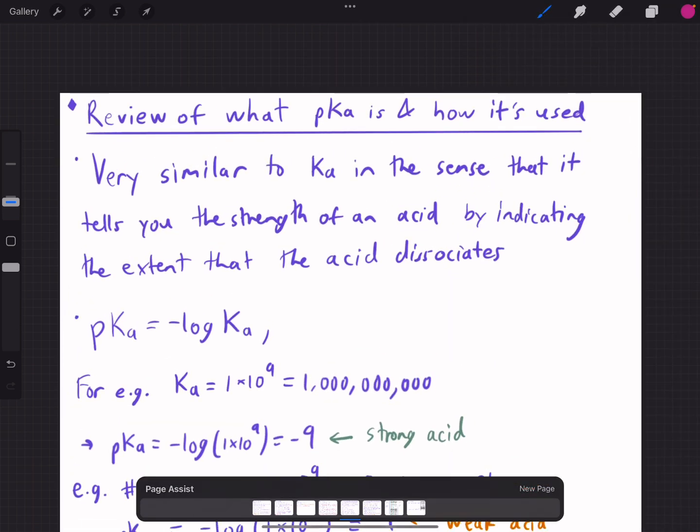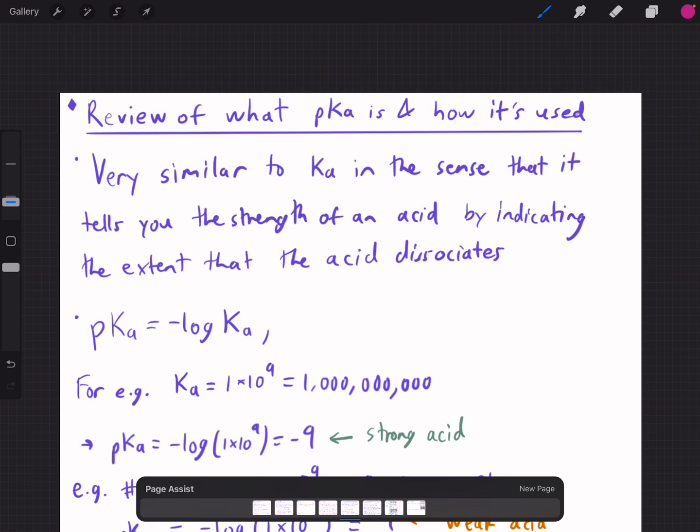So now let's get into pKa. This is a lot more useful. You're going to be seeing this a lot more frequently than Ka, but it's still important to know Ka because it could pop up on the exam. So pKa is very similar to Ka, only in the sense that it's also telling you about the strength of an acid. We use pKa because it's a lot easier to understand.